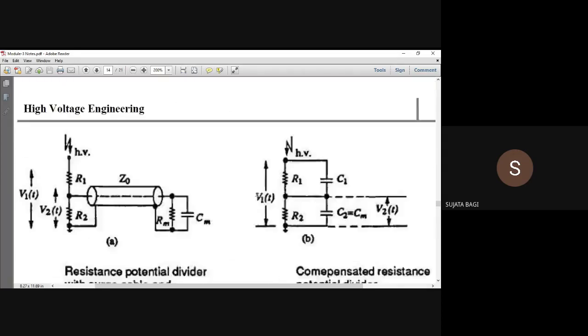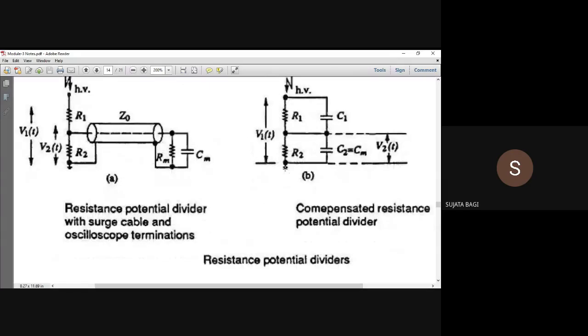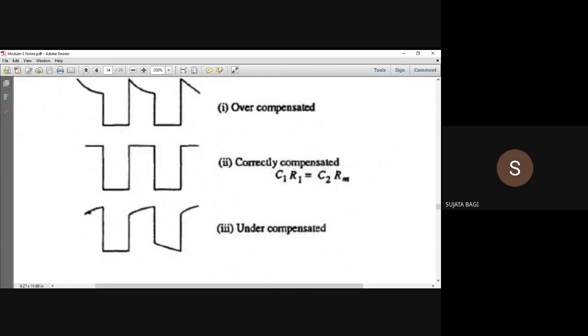If you use this compensated network, how does the equation change? C1 and C2 extend to Cm; the number of capacitors can be increased, and the number of resistances also, as per the measurement of output voltage. If you see this waveform, this is correctly compensated. Before compensating, this is overcompensated and this is undercompensated. And this is the correctly compensated one, where C1 R1 equals C2 R2. This is the correctly compensated waveform we can measure.